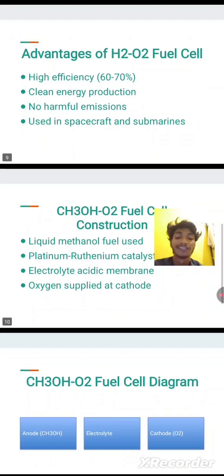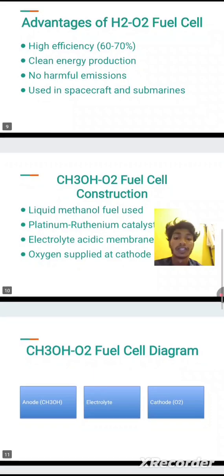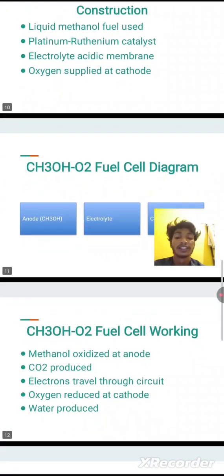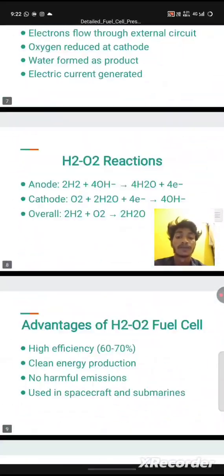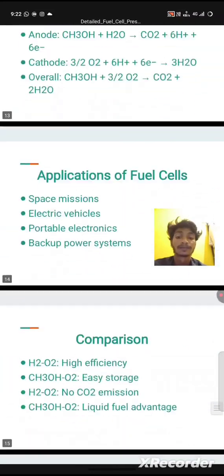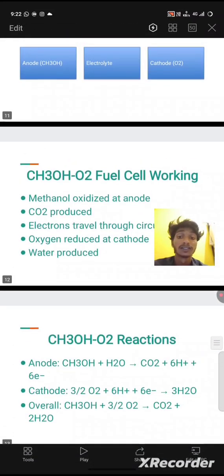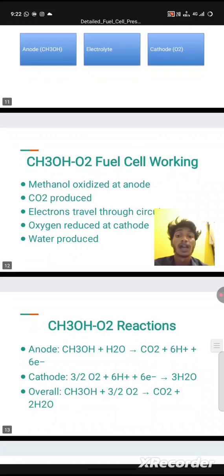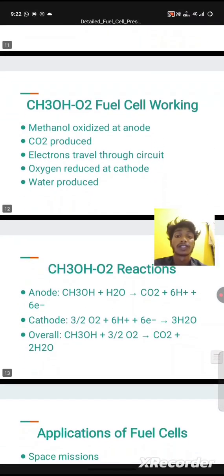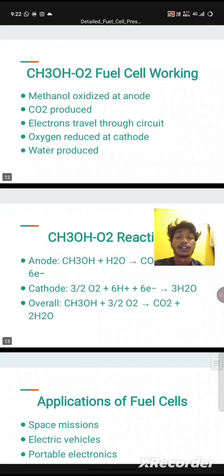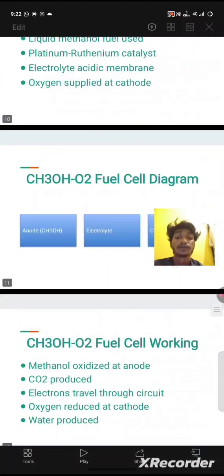CH3OH-O2 fuel cell diagram: anode CH3OH, electrolyte, cathode O2. In the CH3OH-O2 fuel cell, methanol is oxidized at the anode. CO2 is produced, electrons travel through the circuit, oxygen is reduced at the cathode, and water is produced.